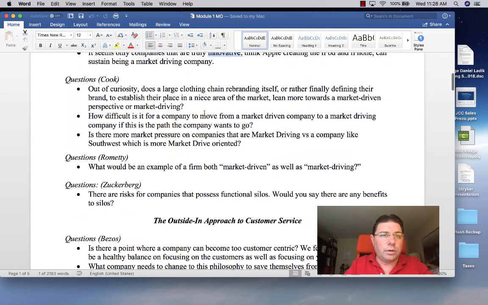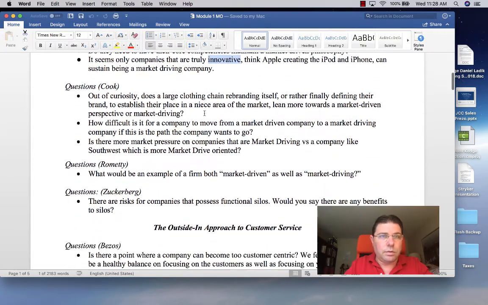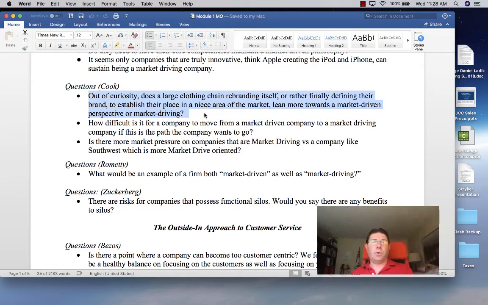All right, Team Tim Cook. Speaking of Apple, out of curiosity, does a large clothing chain that rebrands itself, or rather finally defines its brand, to establish its place in a niche of the market, lean towards a more market-driven perspective or market-driving? Hey, if you can be market-driving, guess what? Be market-driving. It's the higher order. Market-driven, sure, if you can survive. But let's take some retailing and clothing, because maybe this interests some specific person on Team Cook.